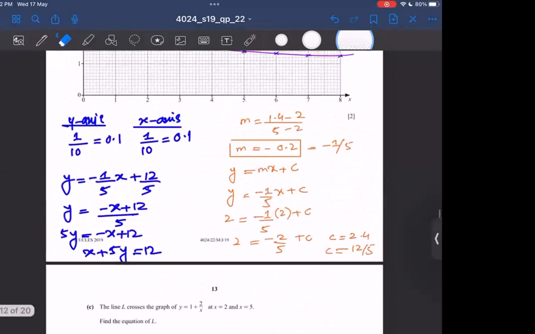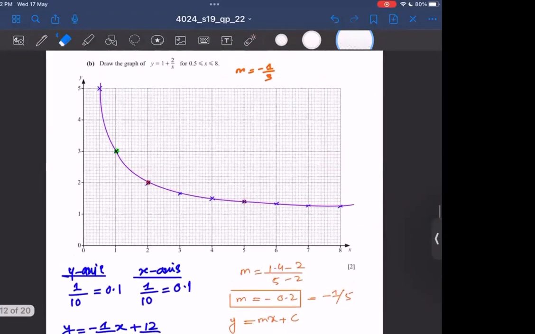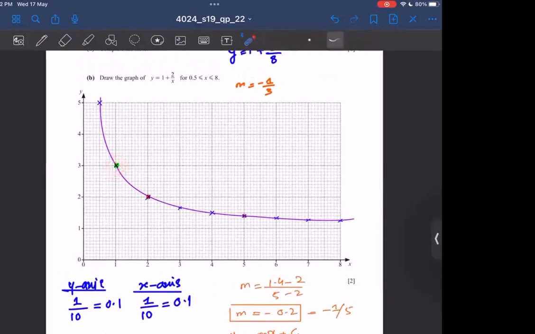So what I'm going to do, we have this point here, we have the gradient minus 1 by 3. What does minus 1 by 3 say? It says fall minus 1 and run positive 3. What does it mean? If you are falling from 3 to 2, this is minus 1. And run 3 steps to the right side. 1, 2, 3.